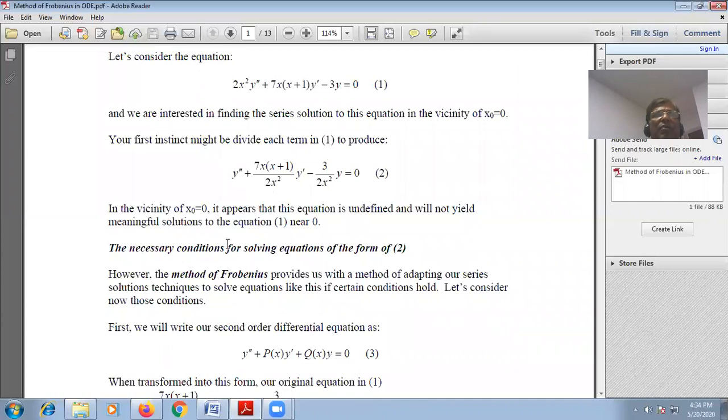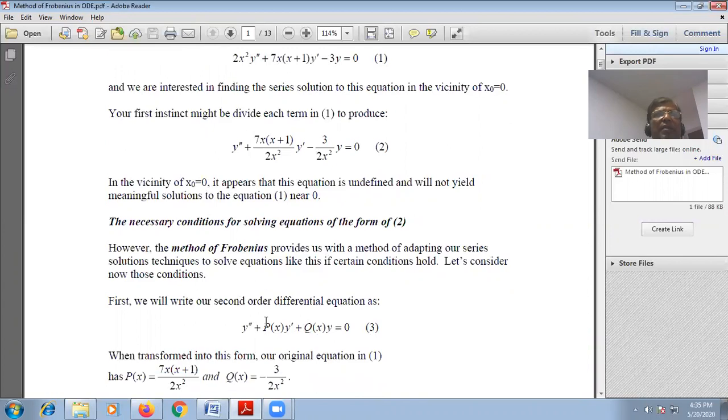So the necessary condition for solving an equation of the form of equation 2: if you are getting an equation of this form, then what is the necessary condition? The method of Frobenius provides us with a method of adapting our series solution technique to solve equations like this with certain conditions holding. Let us consider now those conditions. First, we will write our second order differential equation as this, as the Frobenius method suggests.